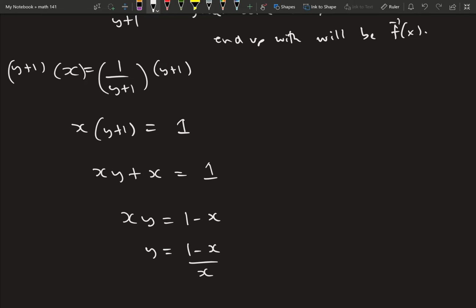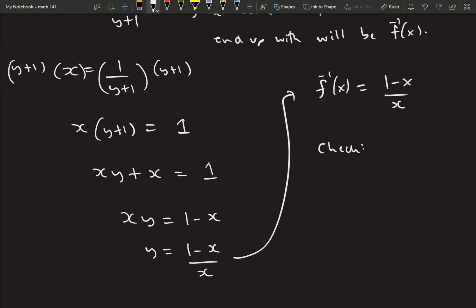Okay. So what we get then is f inverse of x is actually 1 minus x over x. How do we know that we got the right answer? It's a good question. Well, we need to check. It works, but just to be safe, we'll check the properties that define what it means to be an inverse function.